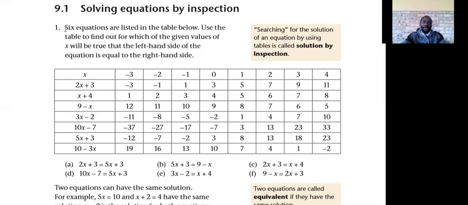Well, let's first read the whole thing. 6 equations are listed in the table below. Use the table to find out for which of the given values of x it will be true that the left-hand side of the equation is equal to the right-hand side of the equation, and searching for the solution of an equation by using tables is called solution by inspection.